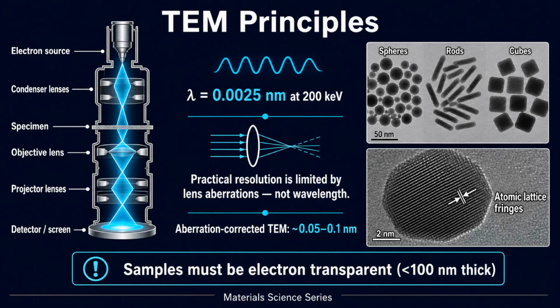In practice, resolution is limited by lens aberrations to about 0.1 nanometers for conventional TEM and below 0.05 nanometers for aberration-corrected instruments. The specimen must be thin enough for electrons to pass through, typically under 100 nanometers. TEM directly reveals particle size, shape, and morphology. High-resolution TEM shows atomic lattice fringes, allowing measurement of d-spacings and identification of crystal structure. It's the most direct way to see what you've made at the nanoscale.